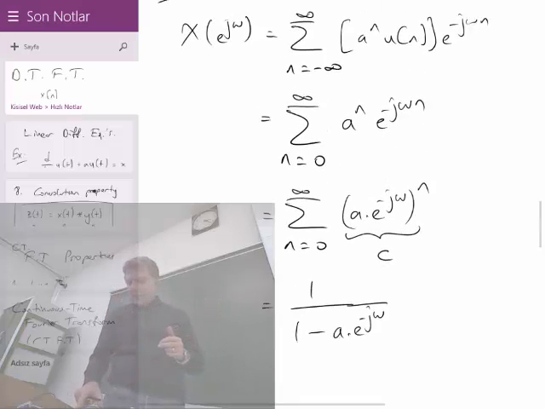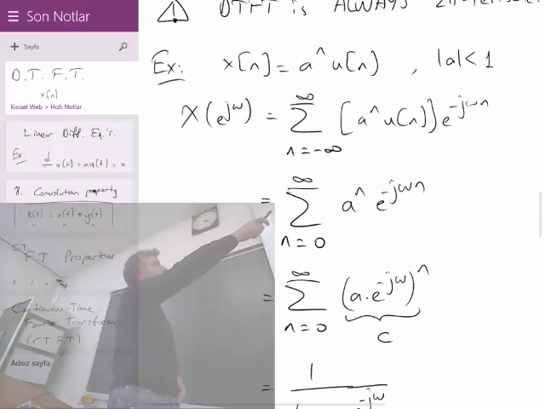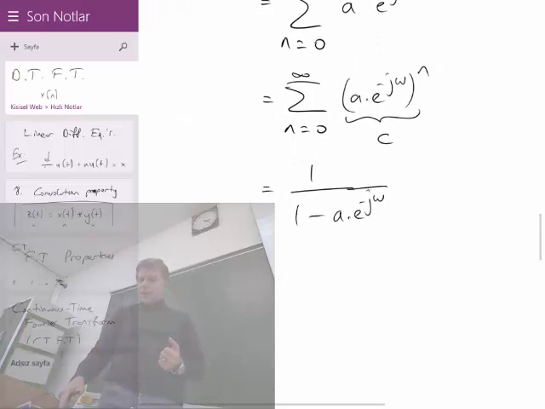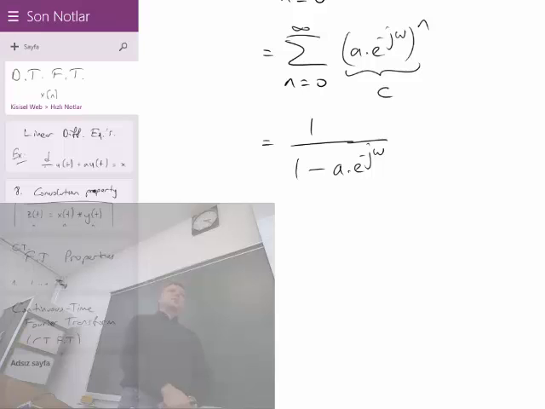And in the beginning of the question, we said that the magnitude of A is less than 1. Therefore, the magnitude of C is automatically also less than 1. That's why the whole summation converges. And the converging result is this. The question now is, is this thing 2 pi periodic? Well, of course it is. But how come?